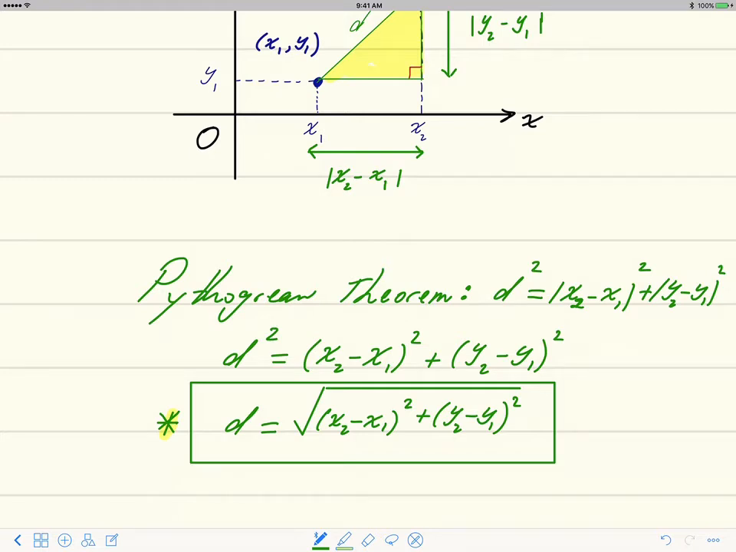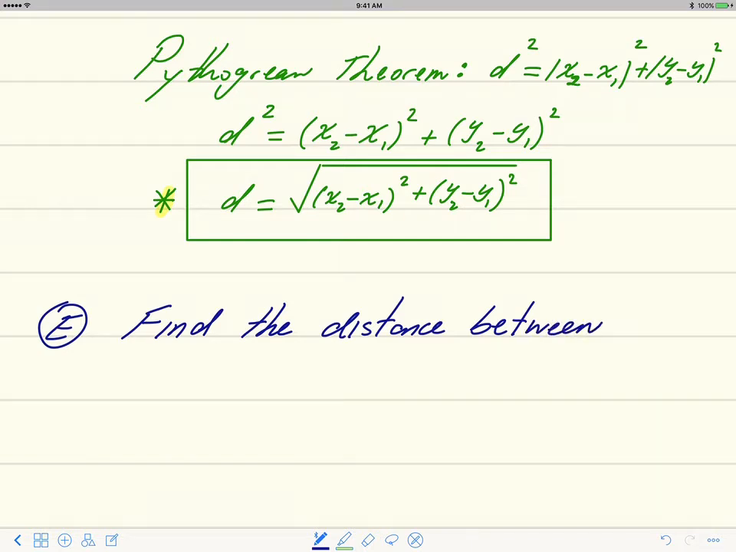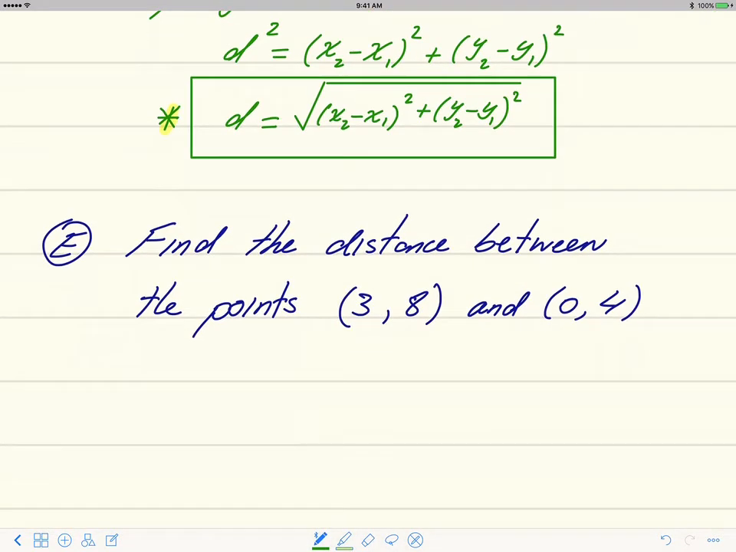Okay, so let's take this out and see if we can calculate the distance between 2 points. So in this first example, we would like to find the distance between the points 3, 8 and 0, 4. So I'm going to start by annotating these points. So 3, 8, I'll call that x1, y1, and I'll call this x2, y2. And so the distance between these 2 points, we'll call this d, is going to come from the square root formula we just established above.